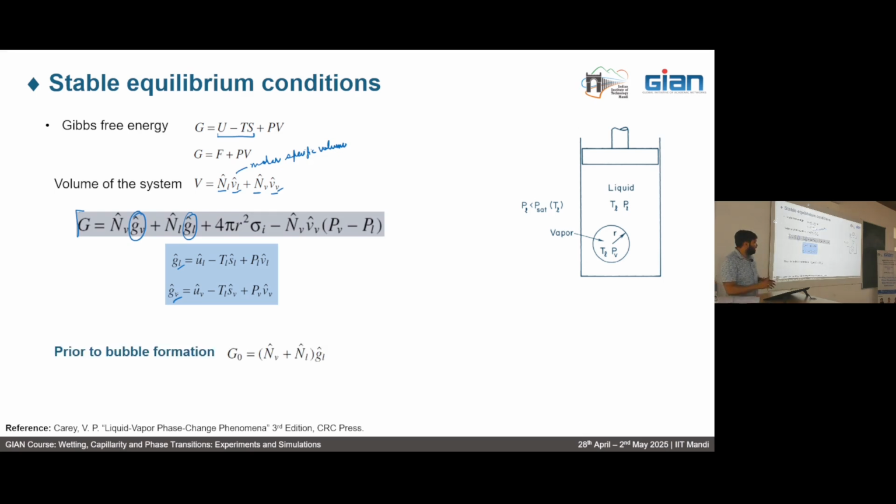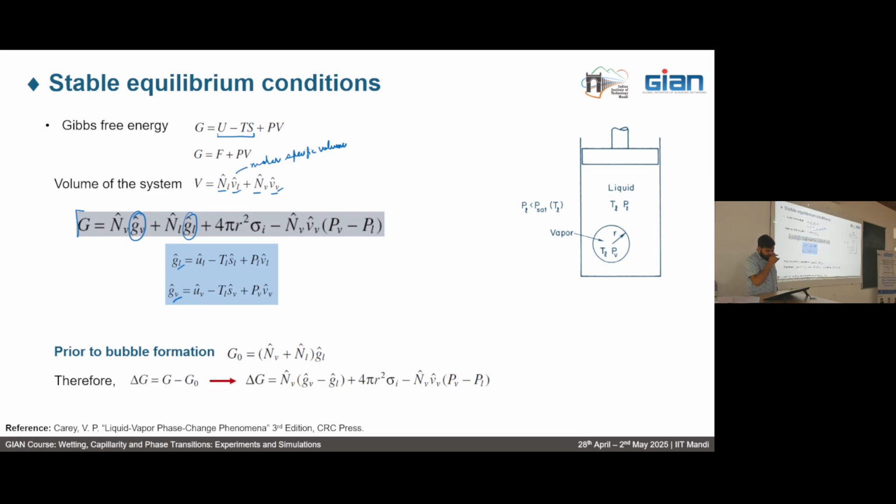Now, let us talk about the phase when the bubble was not formed, because we want to see how much is the change in the Gibbs free energy. When the bubble was not formed, it was totally liquid. So we can write the Gibbs free energy as the molar specific Gibbs free energy of liquid times the number of moles in the entire system, which includes both vapor and liquid. We can write G naught is equal to (NV plus NL) times GL.